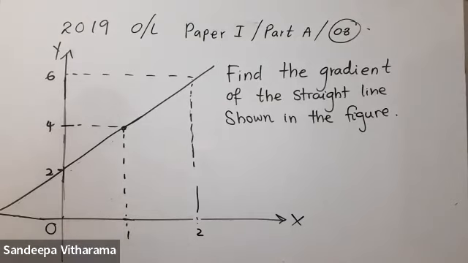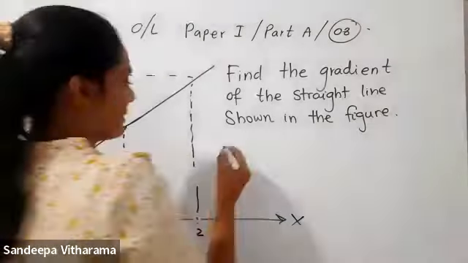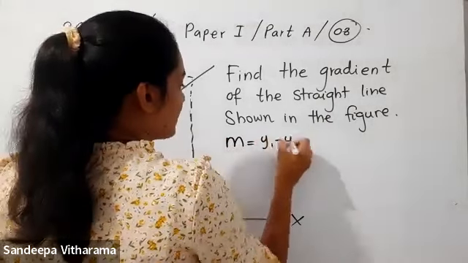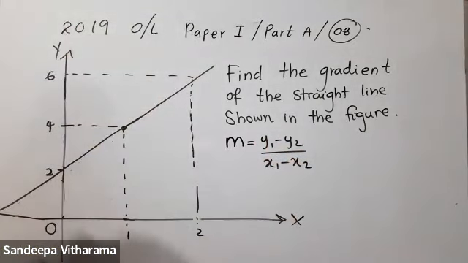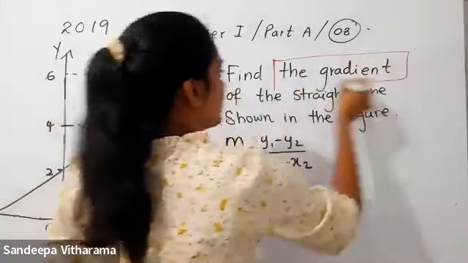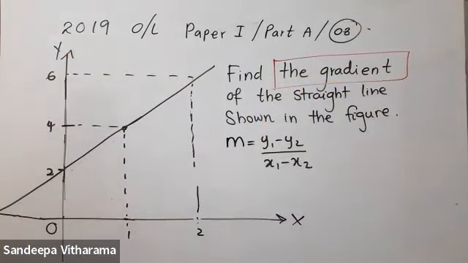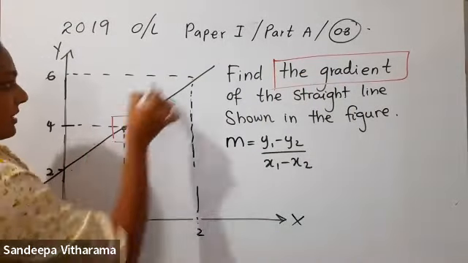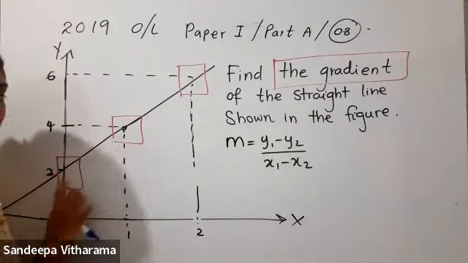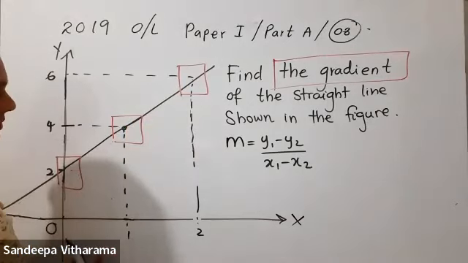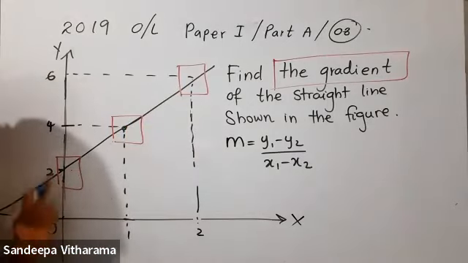How do we find the gradient? Gradient is obtained by n equals y1 subtract y2 divided by x1 subtract x2. Here they asked to find only the gradient. Don't write the equation of the graph, okay? It is the gradient. So, you have to just take any two points. You can take any two points, either these two or these two or these two. Anyway, first of all, write down the coordinates of two points.